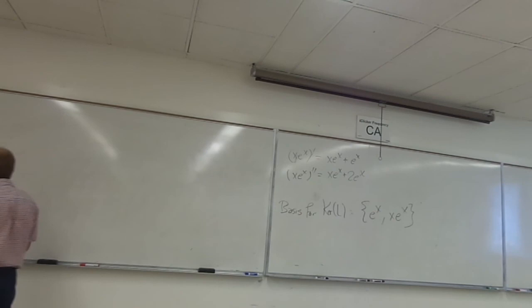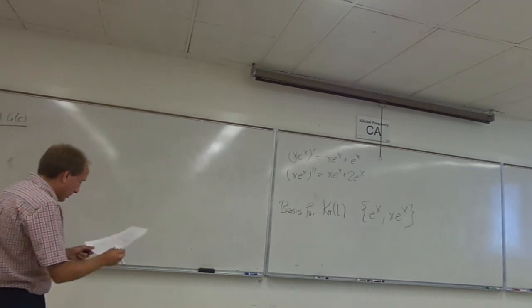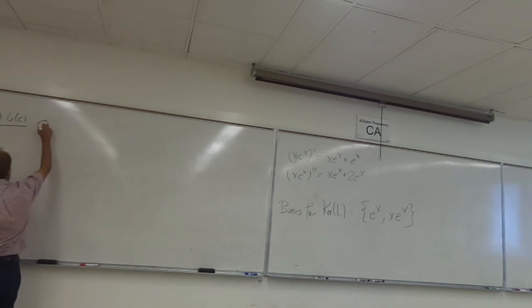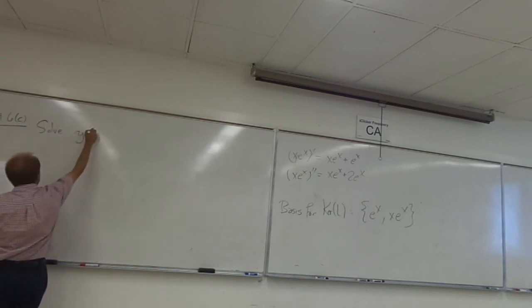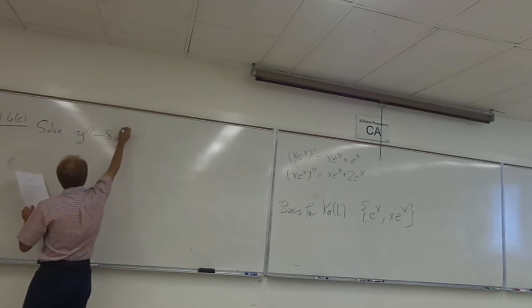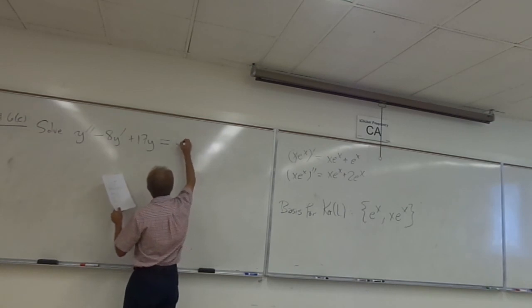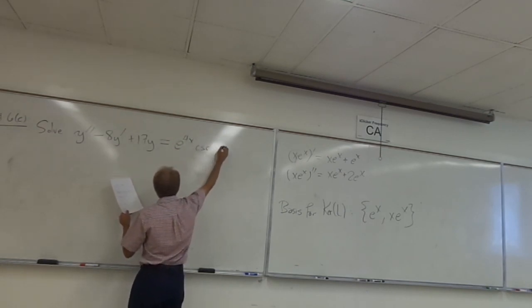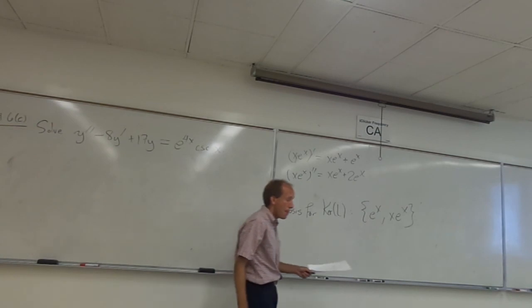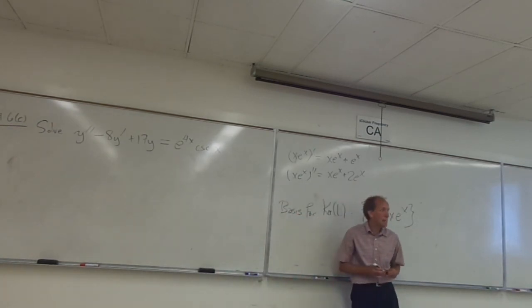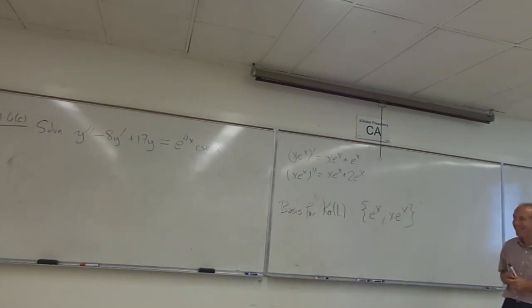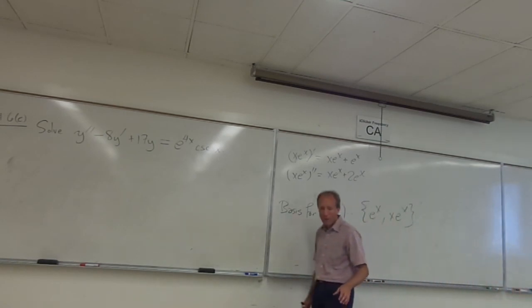I want to do number 6, 6C, I believe, on the review sheet. It says solve y double prime minus 8y prime plus 17y equals e to the 4x times the cosecant of x. Okay?